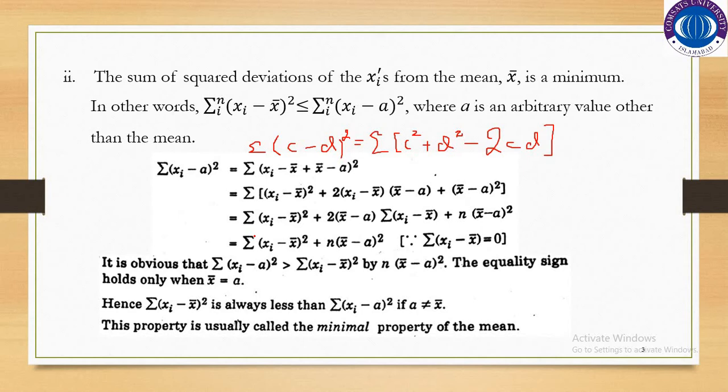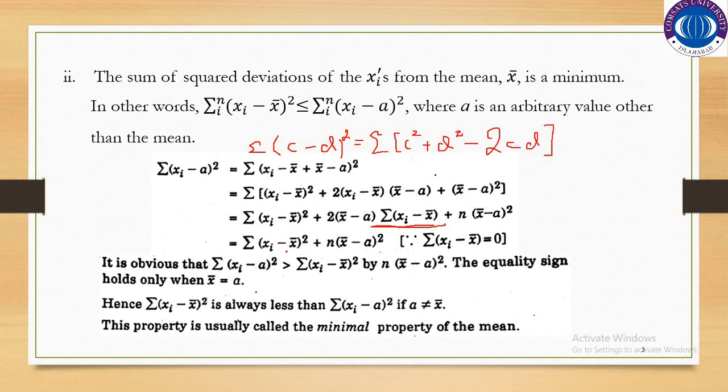Now what we are left with is summation x minus x bar whole square plus 2 into x bar minus a into summation x minus x bar. By the first property, the sum of deviations of each observation from the mean is always equal to 0, which is this. By applying this property here, this whole term will become 0 and you will be left with summation x minus x bar whole square plus n into x bar minus a whole square.